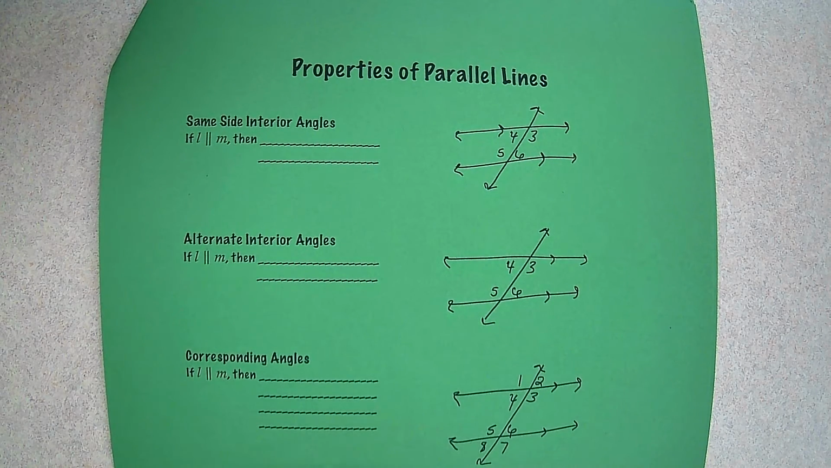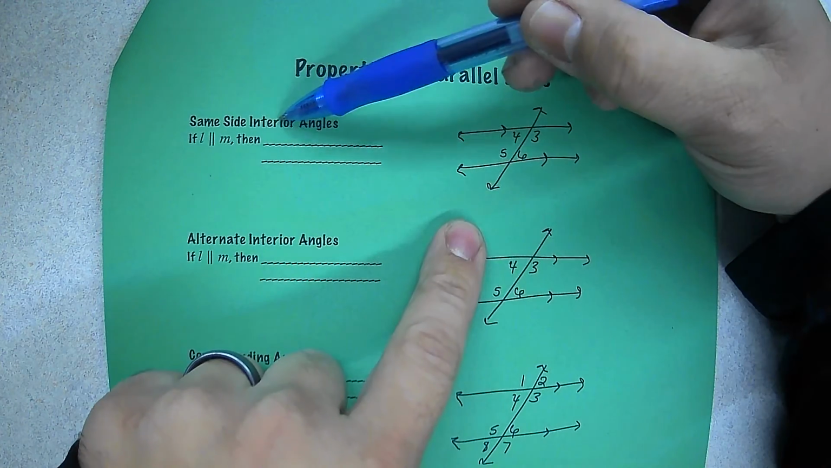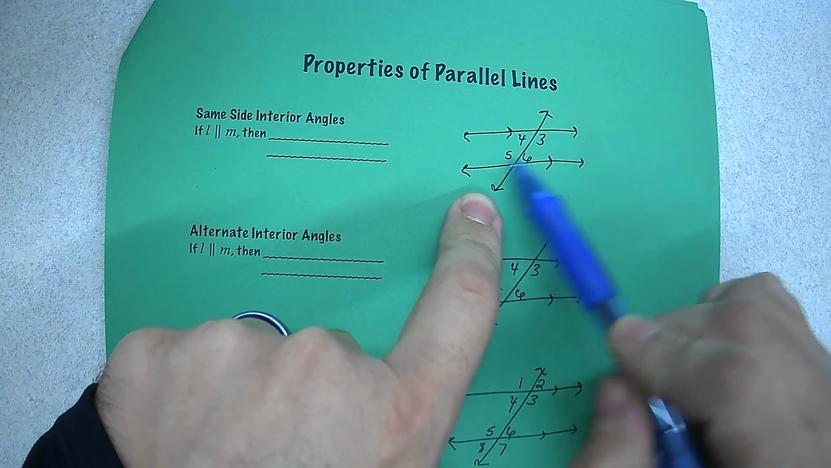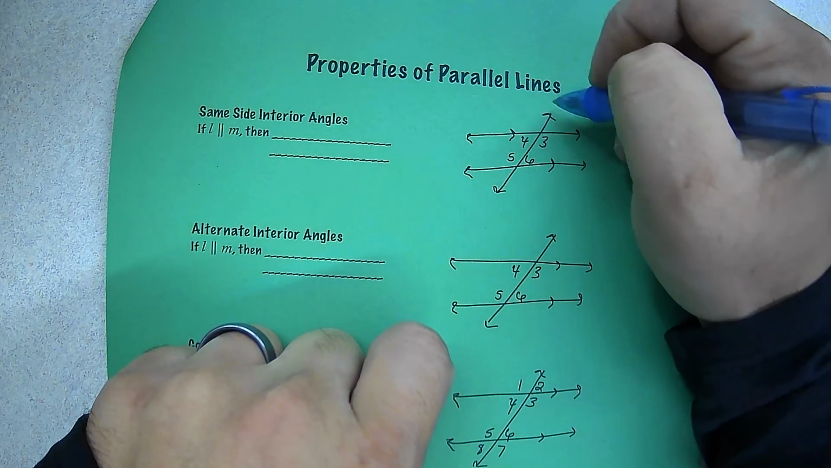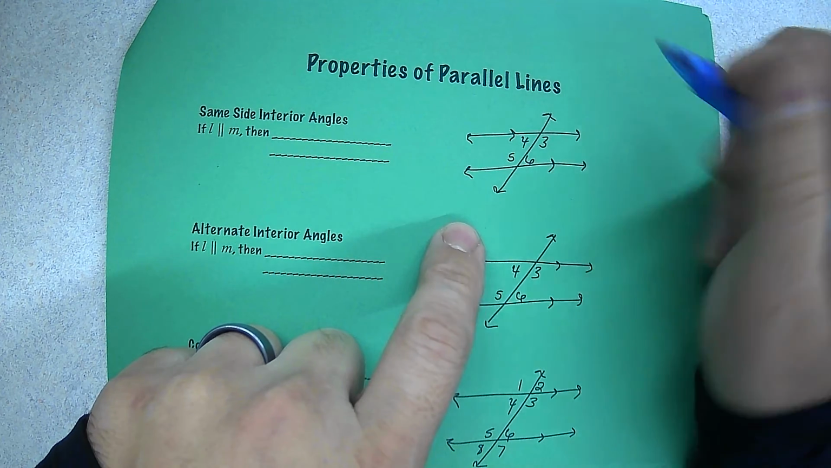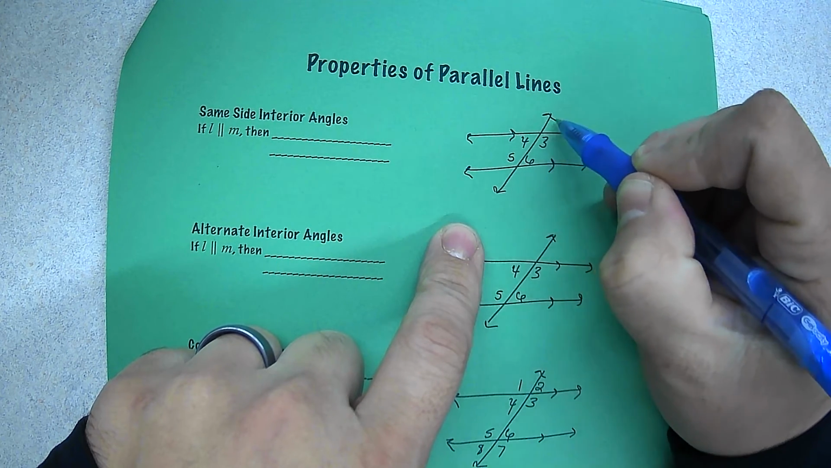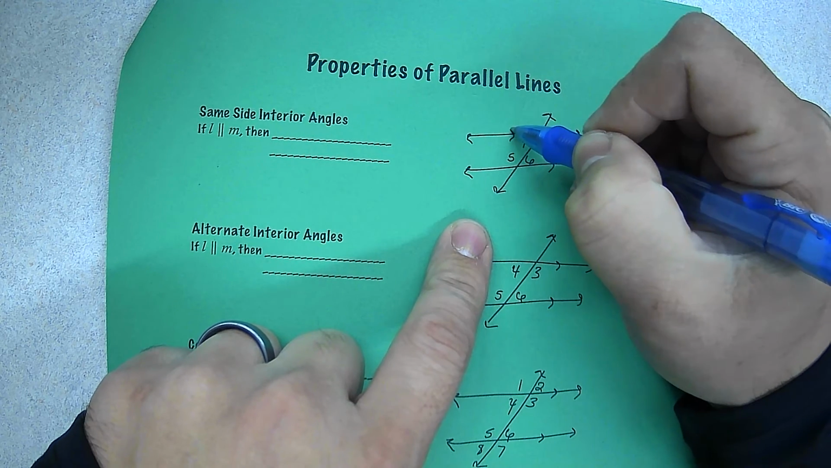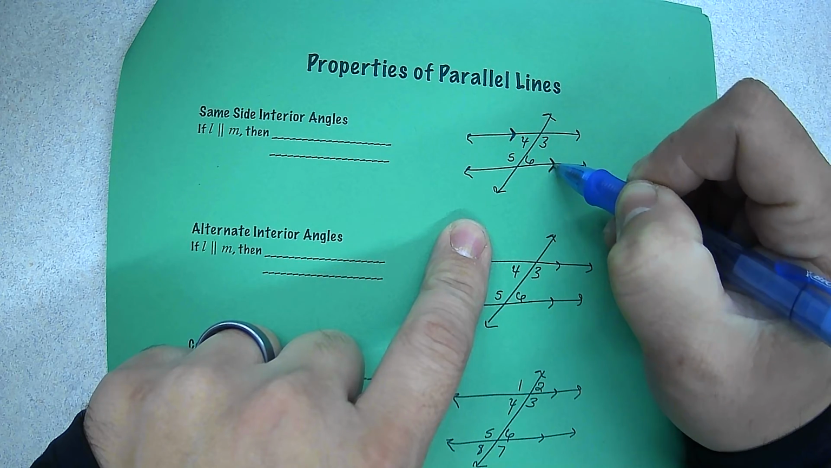The first one that we're going to look at is same side interior angles. Remember, interior means inside, so we're looking at this space right here. And the same side means the same side of the transversal. This line right here is our transversal. It cuts through these other two lines. And this little symbol right here is just telling us that these lines are parallel.